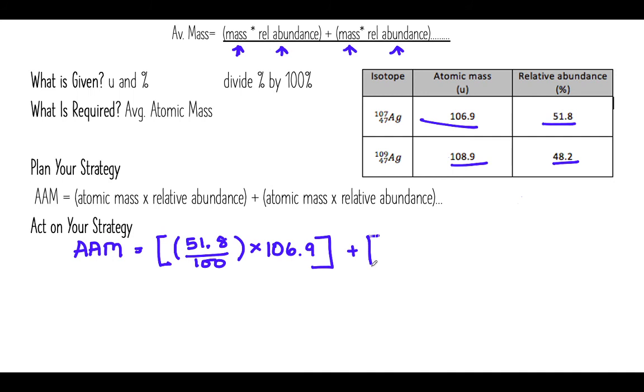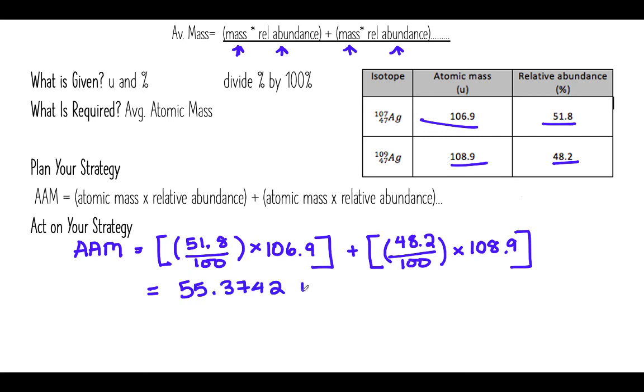Now I have to do that for my second isotope the exact same way. 48.2% times the mass of that second isotope, which is 108.9. I have to find each of these calculations and then add them together. So if I do this, I'm going to get 55.3742 plus 52.489. And when I add both of these numbers together, I will get 108. And the units for this are atomic mass units. Okay, and that is it. This is how you would find the average atomic mass for any element given the information about the isotopes.